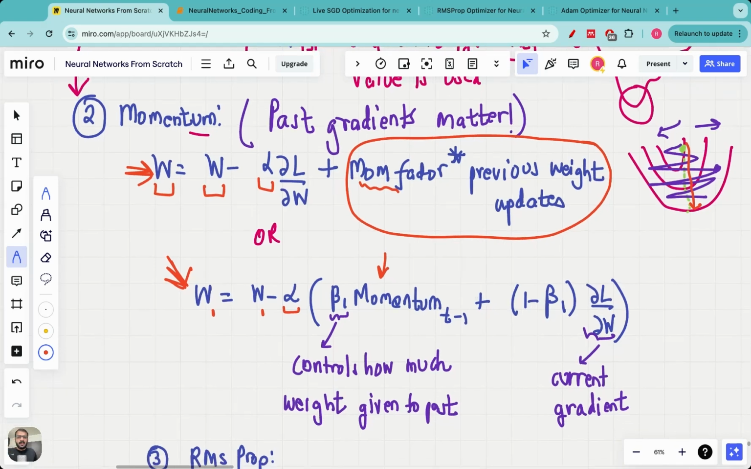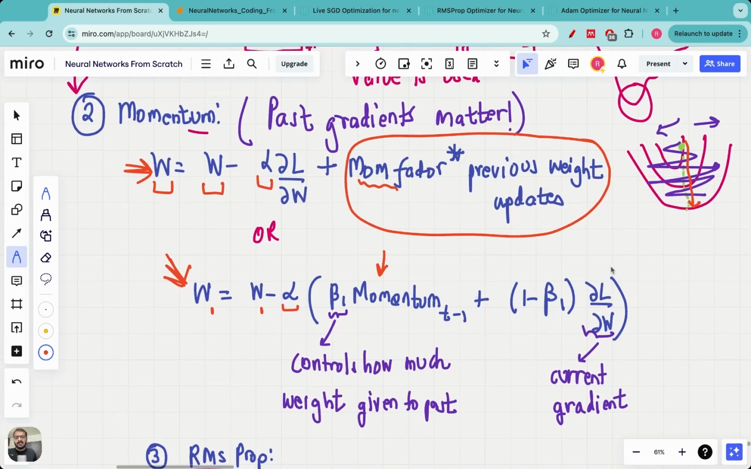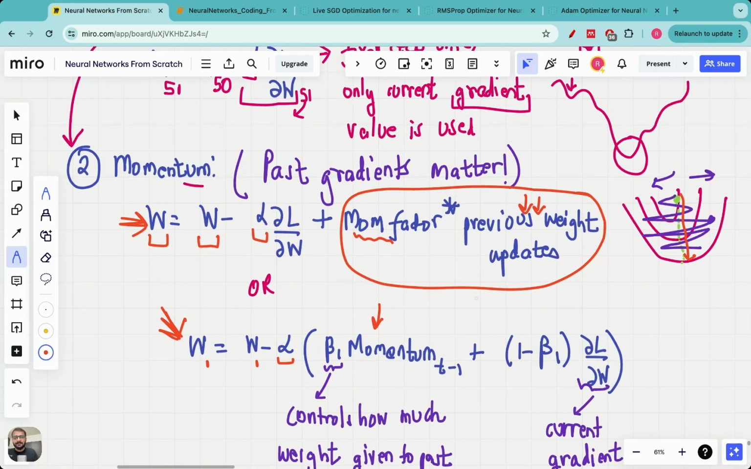To those who are familiar with more advanced mathematics, this term in the bracket is also sometimes called the moving average. To those who are not familiar, it's completely fine. The way this term is represented, it actually means that we are giving a lot of importance to the past or the previous weight updates. That's the whole concept behind momentum, and it really does accelerate the convergence in gradient descent by a huge factor. And it's routinely used in gradient descent. So momentum with gradient descent is much better than normal gradient descent.